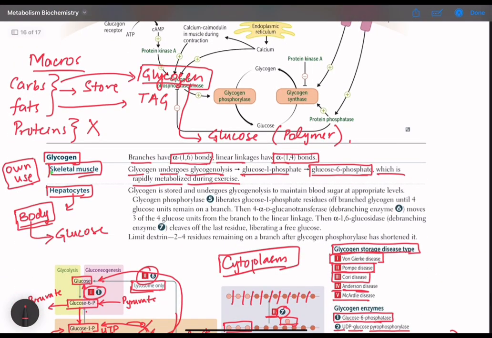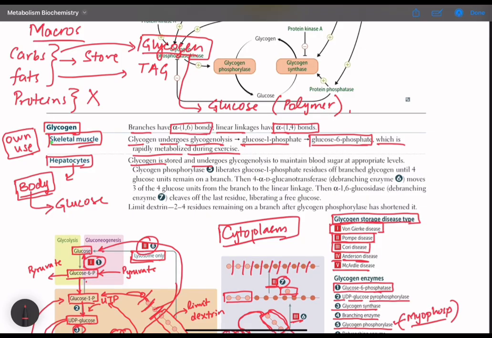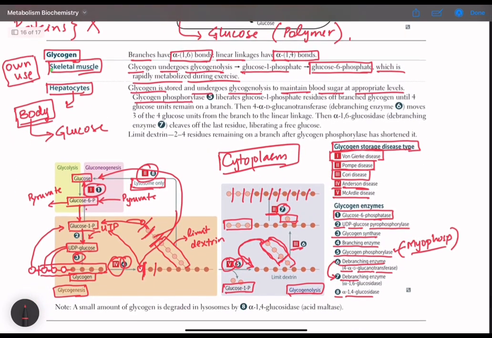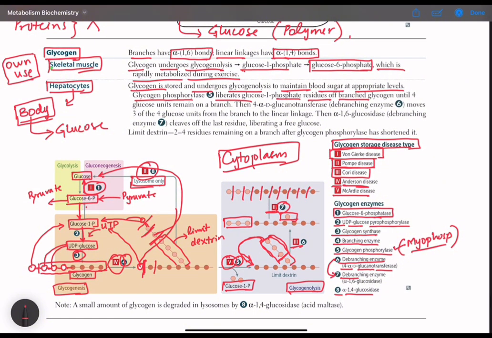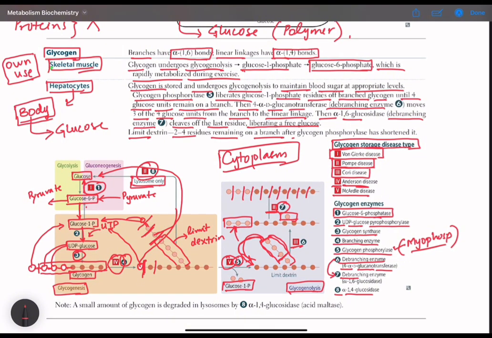Now, in hepatocytes, glycogen is stored and undergoes glycogenolysis to maintain blood sugar at appropriate levels. Glycogen phosphorylase liberates glucose 1-phosphate residues of branched glycogen until 4 glucose units remain on a branch. Then alpha-D gluconotransferase, the debranching enzyme, moves 3 of the 4 glucose units from the branch to the linear linkage. And then alpha-1,6-glucosidase, the other debranching enzyme, cleaves off the last residue, liberating a free glucose. Limit dextrins are 2 to 4 residues remaining on a branch after glycogen phosphorylase has shortened it. So this was all about glycogen.